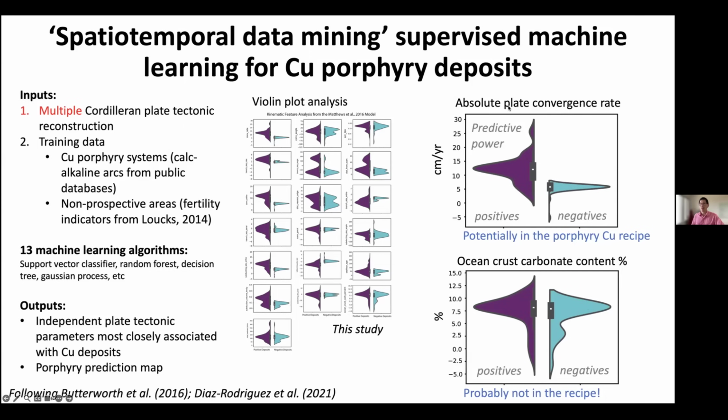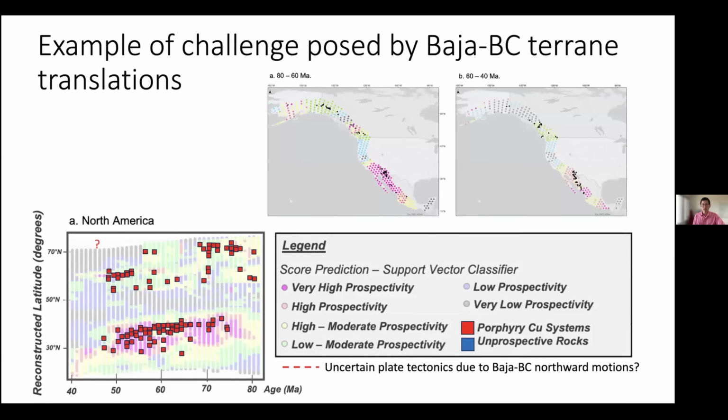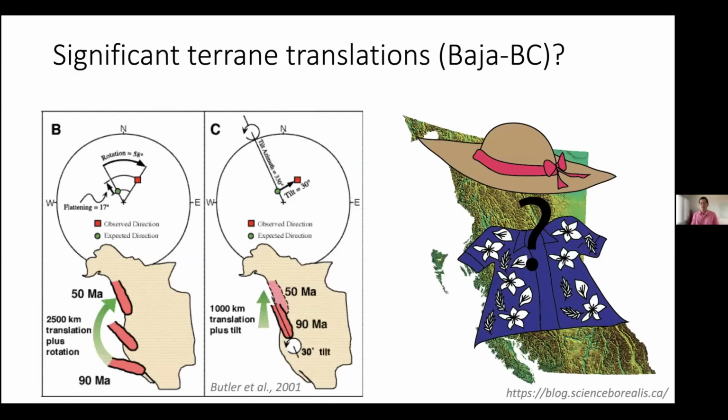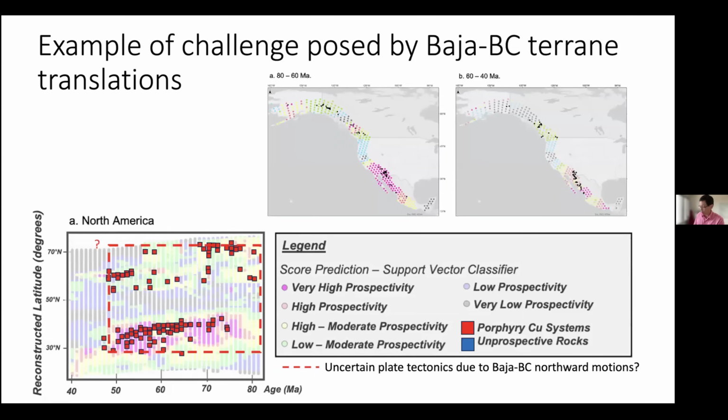In contrast, when we look at absolute plate convergence, when we have higher plate convergence here, around 13 centimeters per year, many of the copper porphyry systems are forming in this type of realm, whereas the negatives, where we don't have copper porphyries, are forming at slower plate rates. And so I'm going to just move quickly through this because my time is limited.